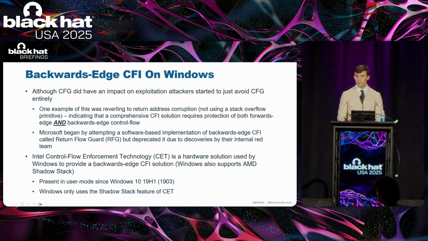Microsoft knew about this since the beginning, even when CFG was being developed, and they produced a software-based implementation called Return Flow Guard. But it was deprecated because of some discoveries by their internal red team, which found that the source of truth for this mitigation could more or less be deterministically leaked. Microsoft did the correct thing, in my opinion, again, not that anyone cares, and said, we know we can't do this in software. Let's do the right thing and wait for a hardware-based mitigation to come to fruition.